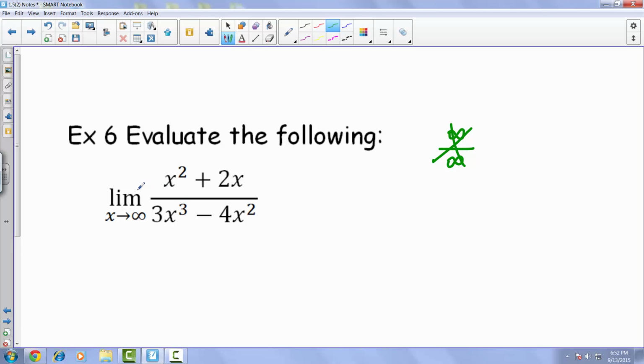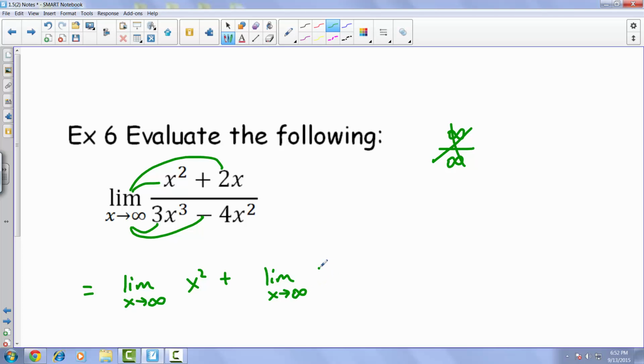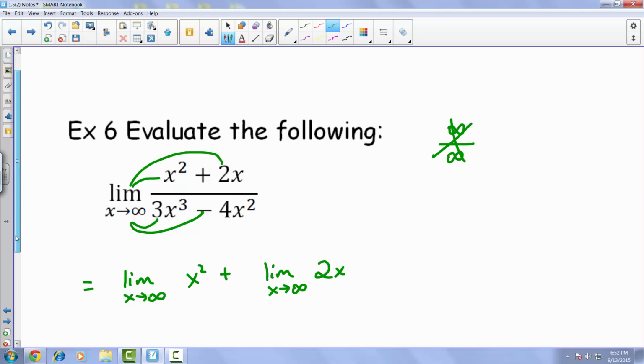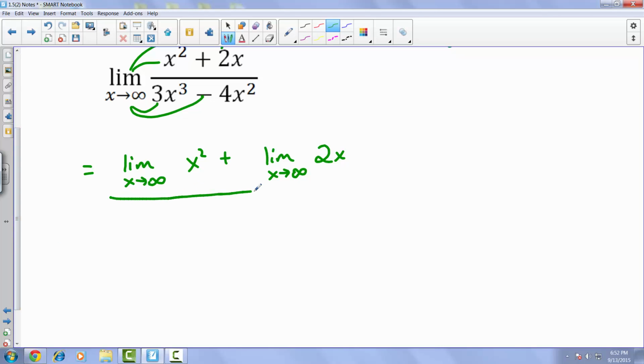What I'm going to go ahead and do first, though, is apply our limit to every single item in here, much like we did with example 5. So then we end up with the limit as x goes to infinity of x squared plus the limit as x goes to infinity of 2x, and this is over the limit as x goes to infinity of 3x cubed minus the limit as x goes to infinity of this 4x squared.